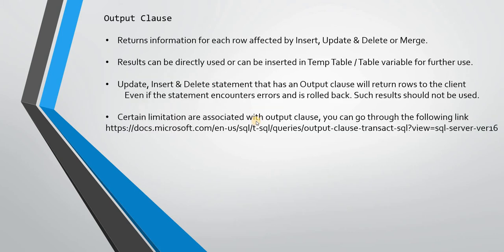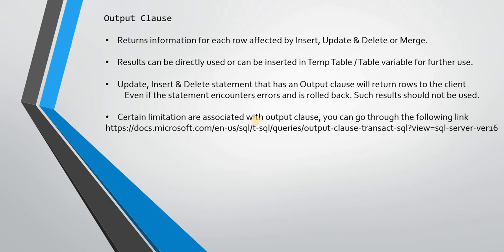Okay. So what is an output clause? Output clause is a clause which you can use with your insert, update, and delete, right? So basically, it returns information for each row affected by insert, update, and delete, or even the merge statement. Okay. Results can be directly used or can be inserted in a temp table or table variable for further use. So whatever the output is there, you can initially insert it into a temp table or a table variable, and then further you can use it across the procedure whenever required.